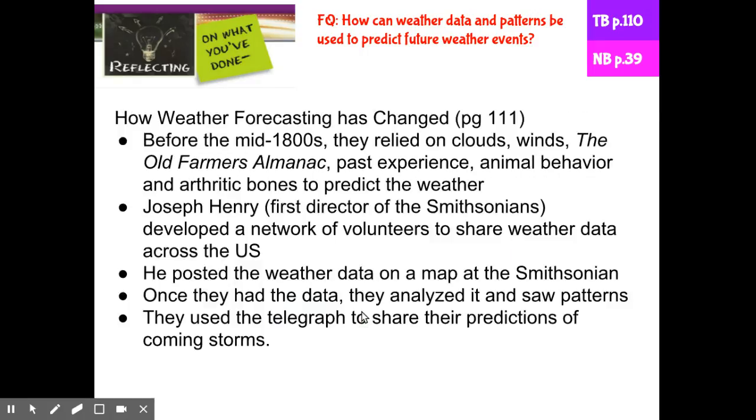How has weather forecasting changed? Before the mid-1800s, people relied on clouds and winds, the old farmer's almanac, past experience, animal behavior, and arthritic bones to predict the weather. And then Joseph Henry, the first director of the Smithsonian, developed a network of volunteers to share weather data across the United States. He posted weather data on a map at the Smithsonian, and once they had the data, they analyzed it and saw patterns. They used a telegraph to share their predictions of upcoming storms.